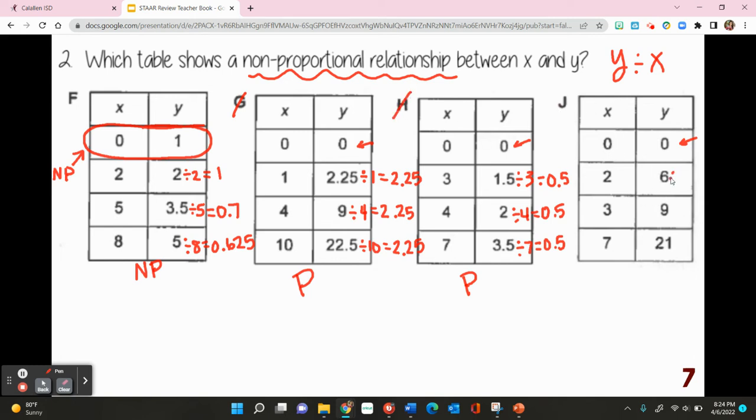Now looking at J, 6 divided by 2 gives you 3. 9 divided by 3 gives you 3. 21 divided by 7 equals 3. So here, anytime we divide y by x, we also get that it is proportional. So here, the only non-proportional table is table F.